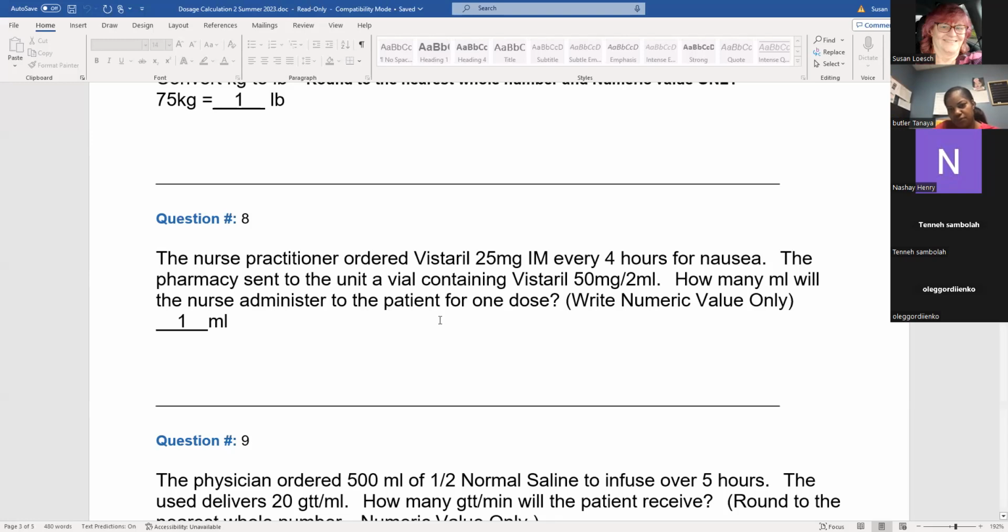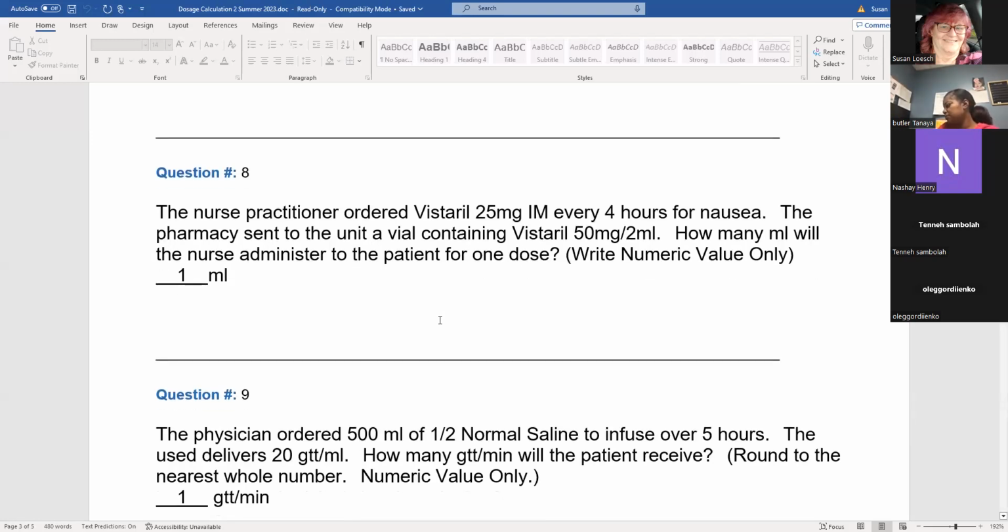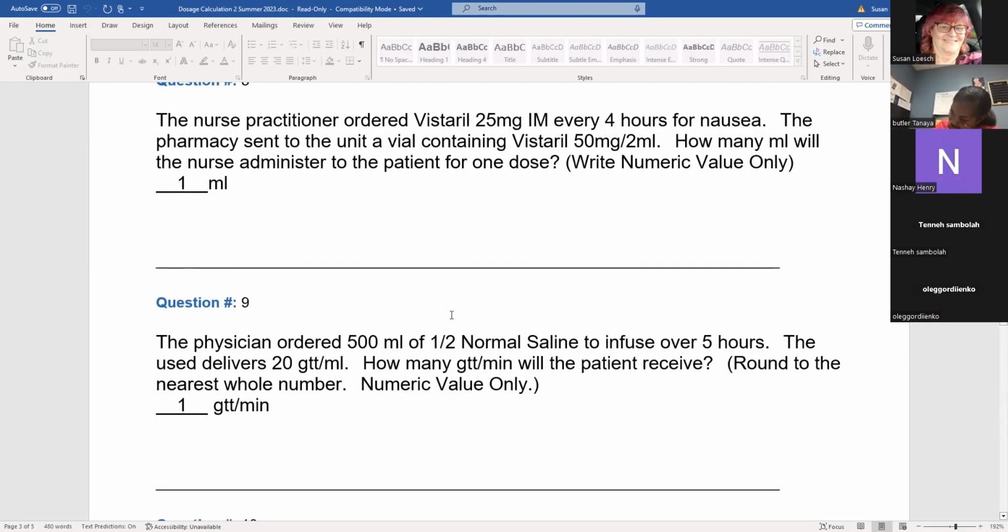Okay. So all you needed out of that was the 25, put it over the 50, multiply it by 2, right? That's 1. Everybody good with that one? That's why you always read the last statement in the sentence first.